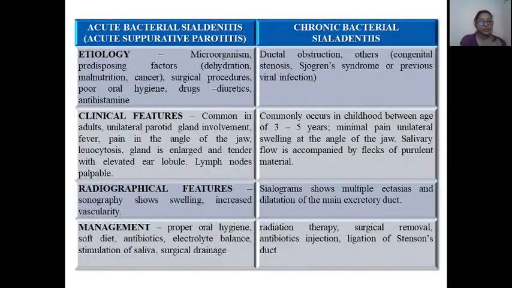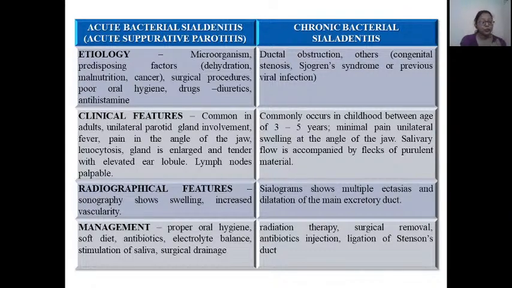Now, bacterial infection: acute bacterial sialadenitis and chronic bacterial sialadenitis. Acute bacterial sialadenitis is also known as acute suppurative parotitis, which is caused by various microorganisms, usually Staphylococcus aureus and Streptococcus. Predisposing factors: dehydration, malnutrition and cancer, various surgical procedures, poor oral hygiene and drugs like diuretics and antihistamines. Clinical features: it is common in adults.